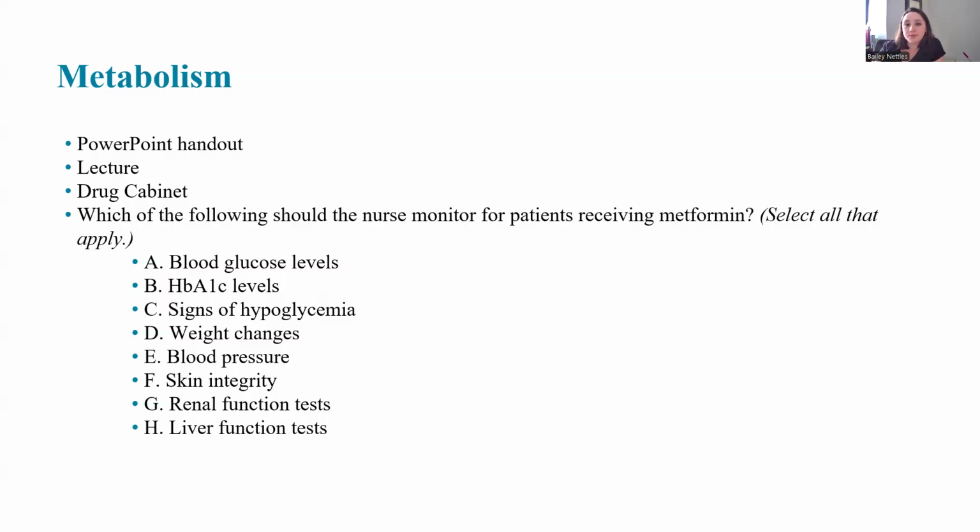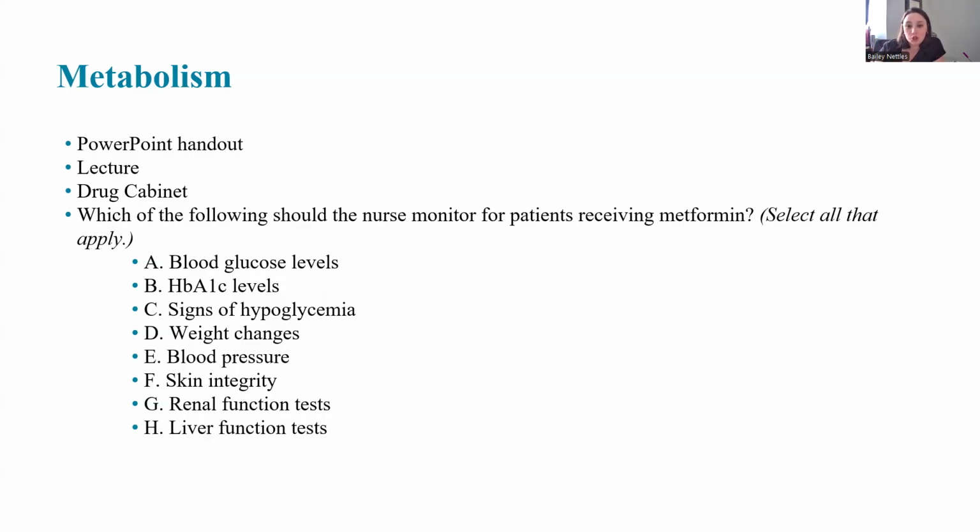Monitor their blood pressure? No. Monitor skin integrity. So that one's a little tricky. I'm gonna go with no because we were talking about metformin. We know diabetic patients need to monitor skin integrity because they're at risk for altered healing and things like that. But for a person taking metformin specifically, that has nothing to do with it.